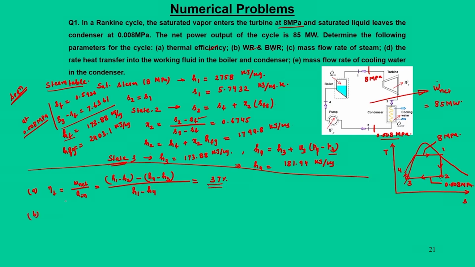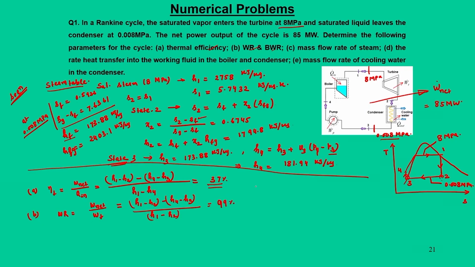Second part is work ratio, W net by Q in. So, this is H1 minus H2 minus H4 minus H3, Q in is H1 minus W net by WT, turbine work. So, this is H1 minus H2. So, this number is close to 99.